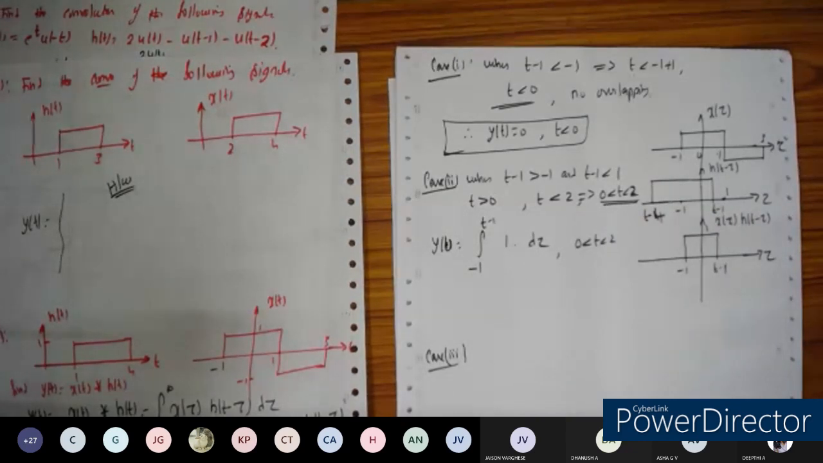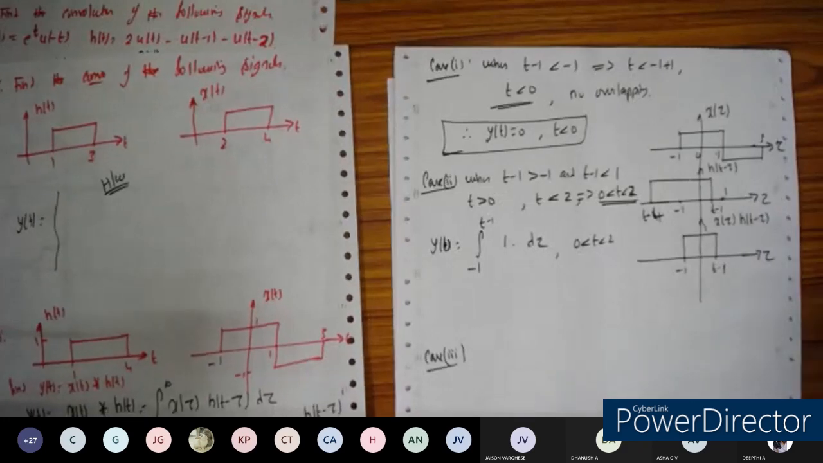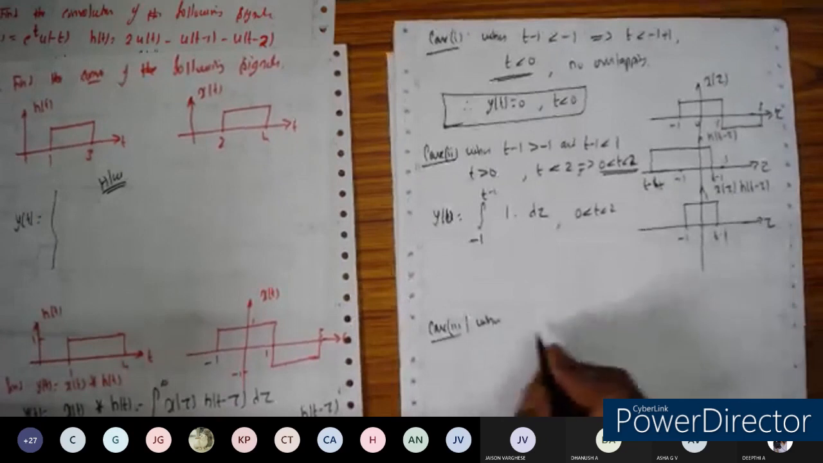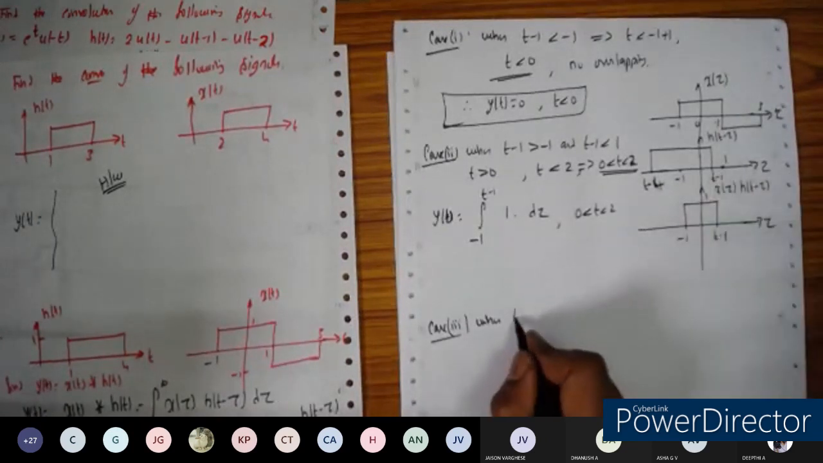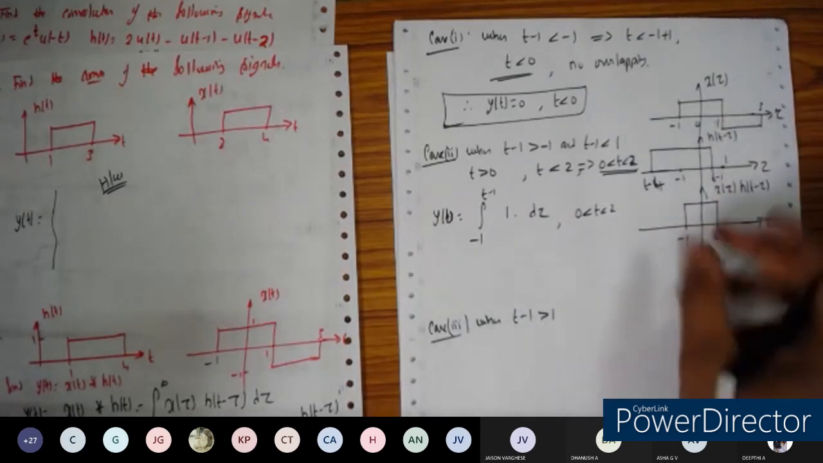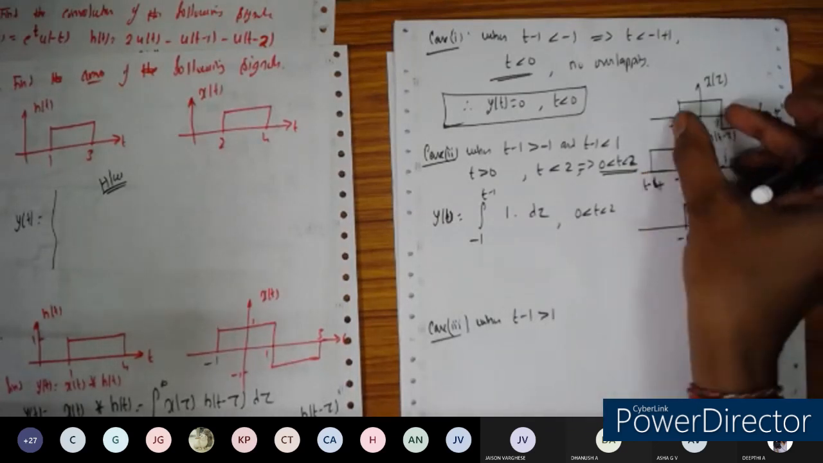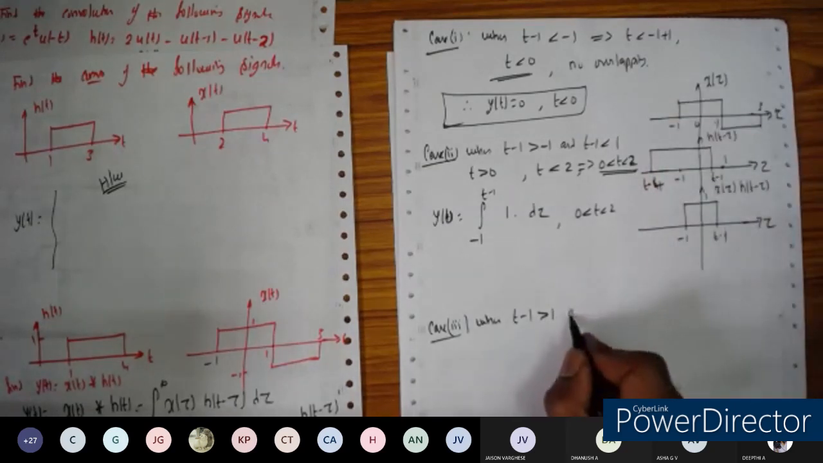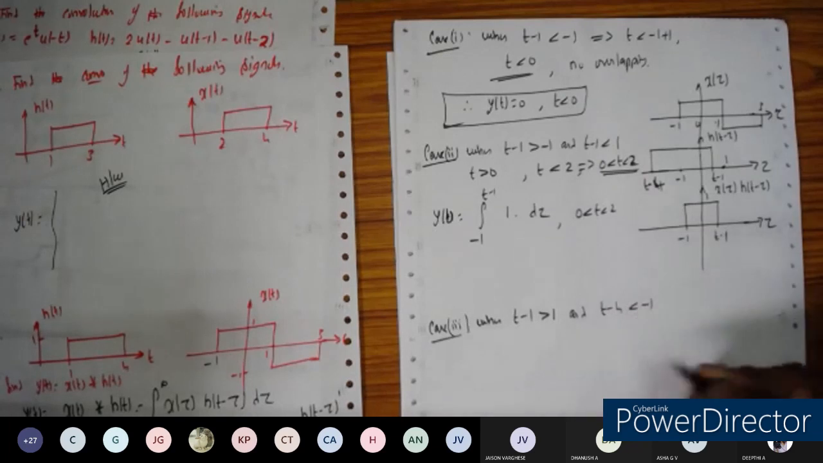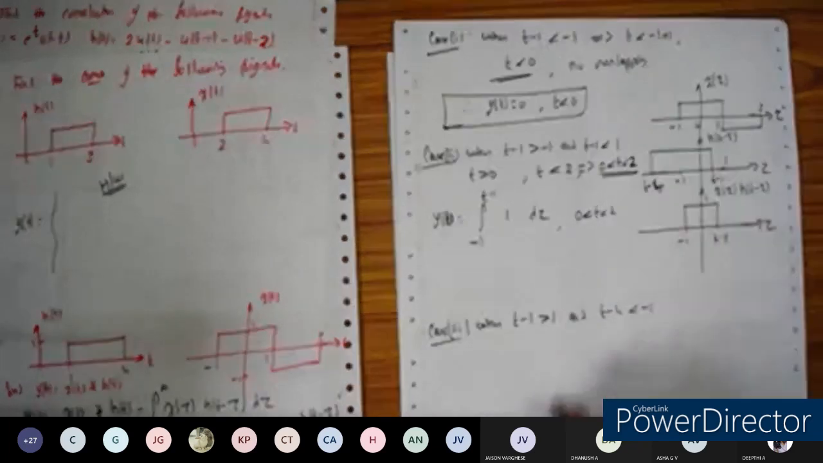So we can take that case here. Take case number 3 when t minus 1 is greater than 1, because the width of this one is 3 and the width of this one is 2 here. And t minus 4 is less than -1.